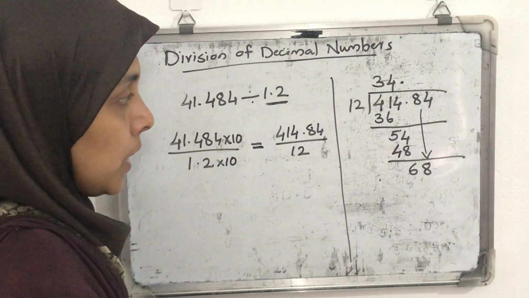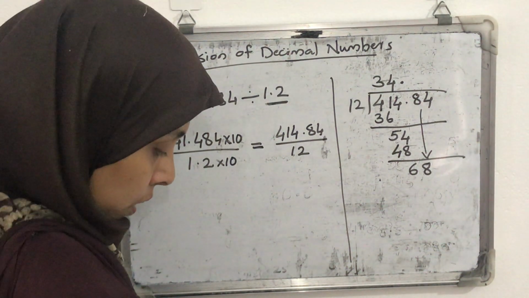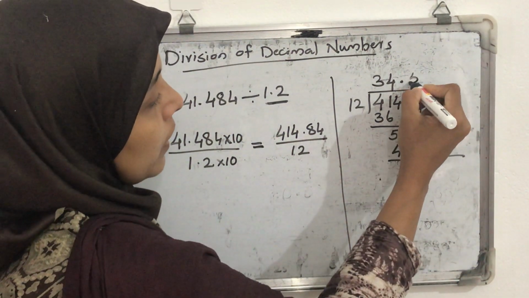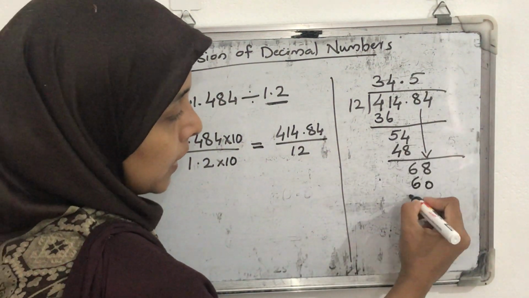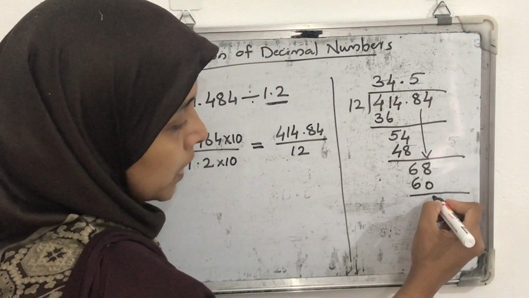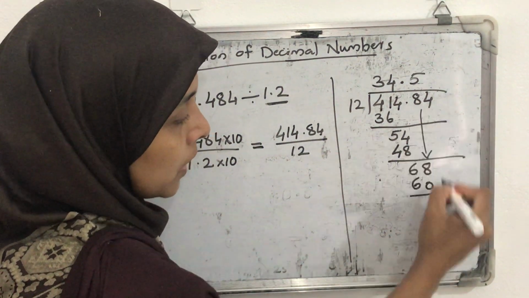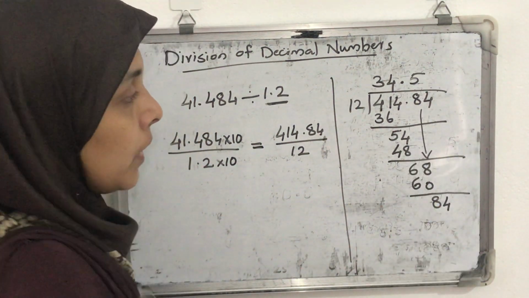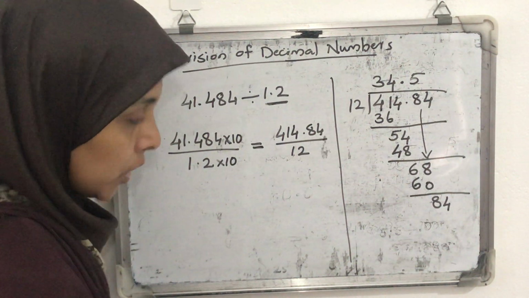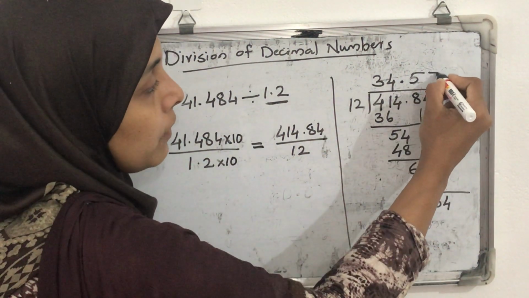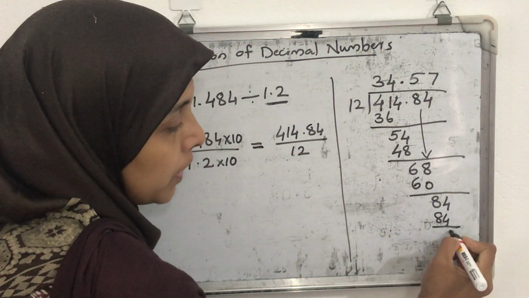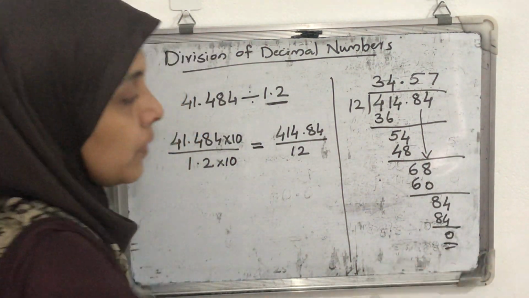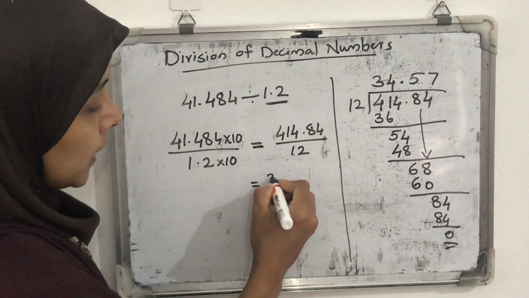Then 68. 68 divided by 12, you will get 5. Then 5 into 12, it will be 60. Then subtracting, 8 minus 0, it will be 8. Then 84. Then 84 divided by 12, it will be 7. 7 into 12, 84. Remainder will be 0. So what is the quotient we got?